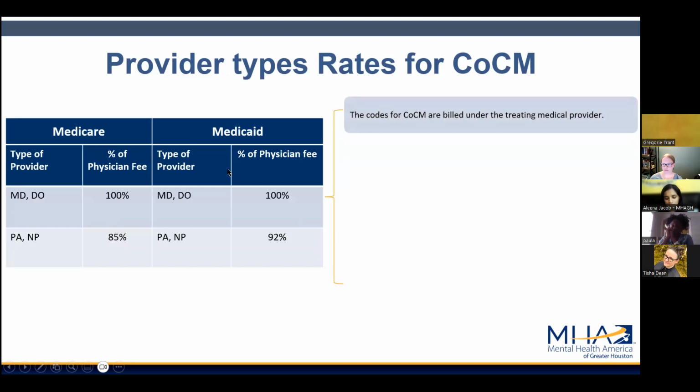So if you're doing this with a physician's assistant or a nurse practitioner, it's going to be 85% of Medicare. It's going to be different in your state for Medicaid. I'm sorry, 85% of Medicare, and 92% in the state of Texas for Medicaid.